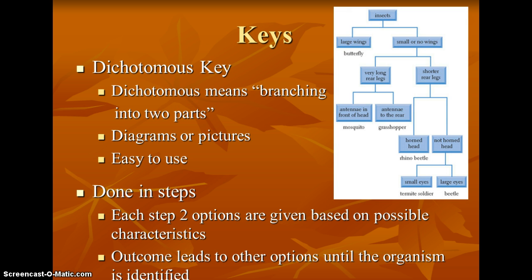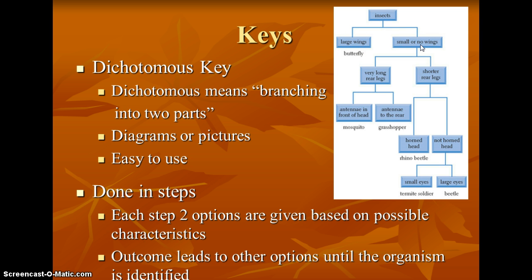To identify organisms, we need some sort of key. The first one is a dichotomous key, which is what you see in this diagram. Dichotomous means branching into two parts. So you can see it's a diagram, and once you identify what's in a box, then you go one of two ways.